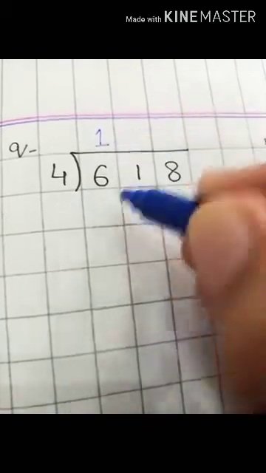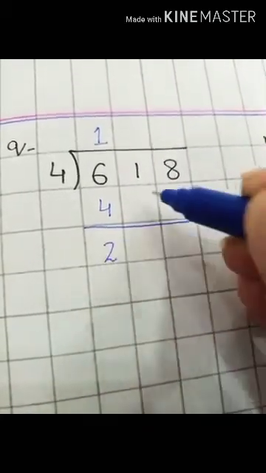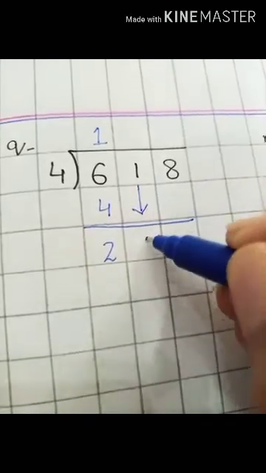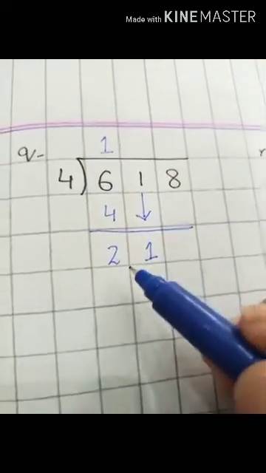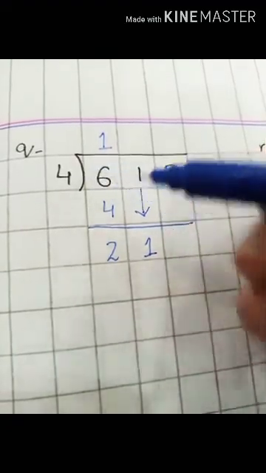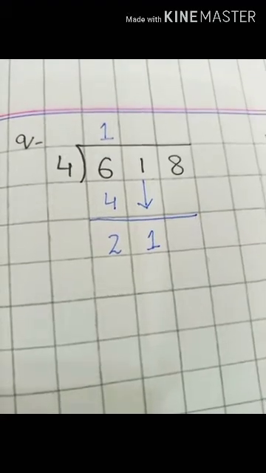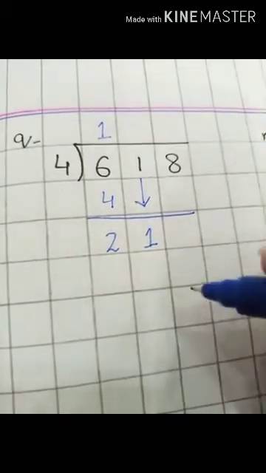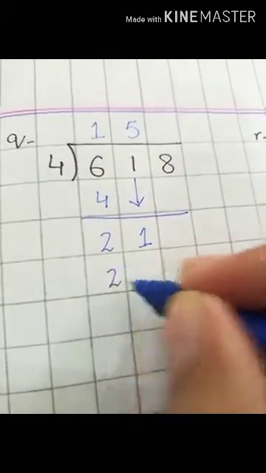4 ones are 4. 6 minus 4 is 2. Here I am writing the 2 down here. This one will become 21 because this 2 is smaller than my divisor. Now this number is 21 and I can divide it by the table of 4. 4 ones are 4, 4 twos are 8, 4 threes are 12, 4 fours are 16, 4 fives are 20. I can write the 20 here. So I am writing 4 5s are 20 down here.